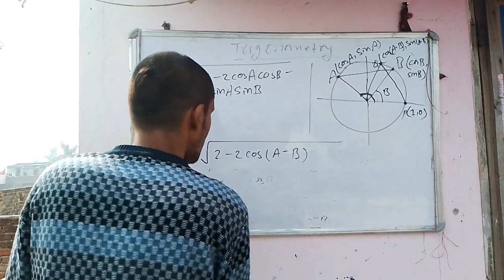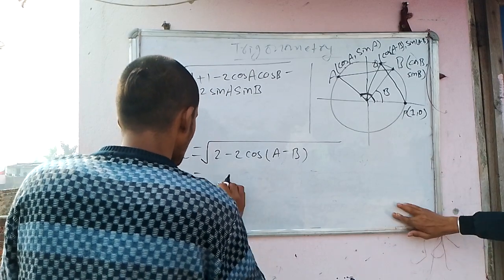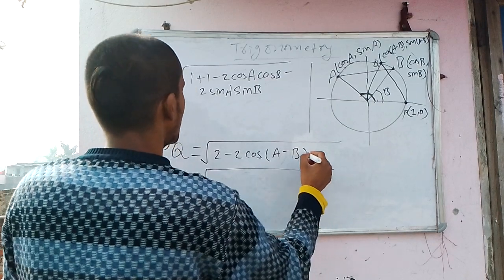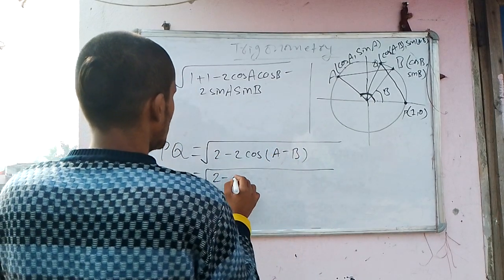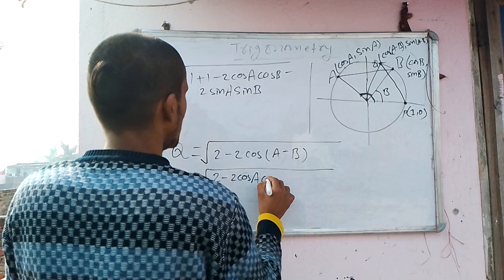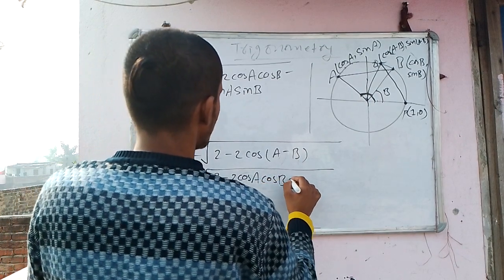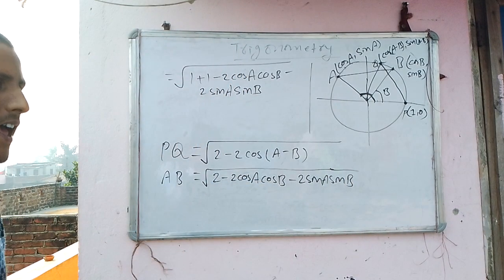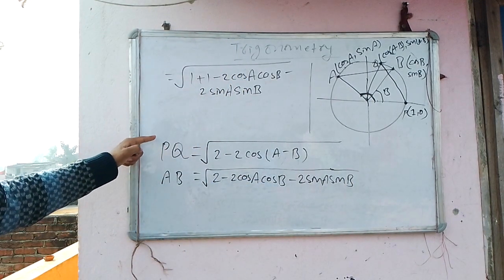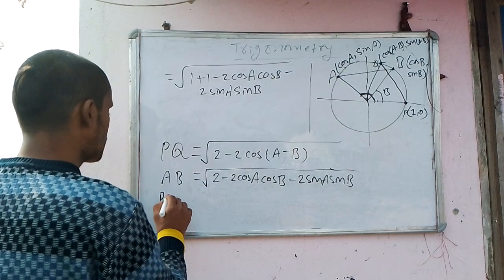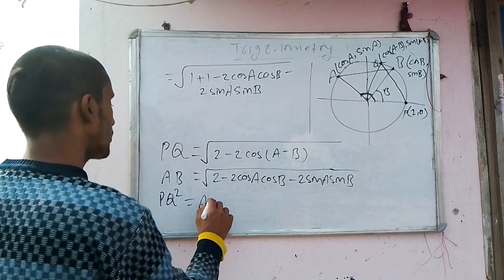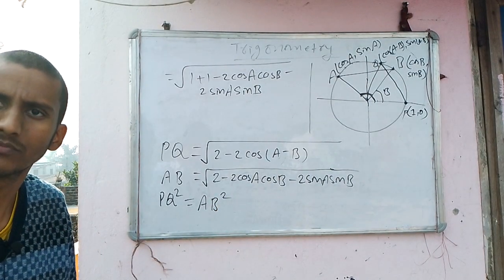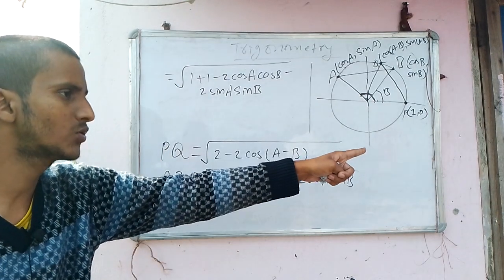So the final answer is going to be what? The final answer is going to be square root of 2 minus 2 cosine A cosine B minus 2 sine A sine B. Okay, and now we can equate these two. I want to equate now PQ squared is equal to AB squared. And you'll be like, why do I want to square it? To simplify. Simple thing, to get rid of the square roots here.